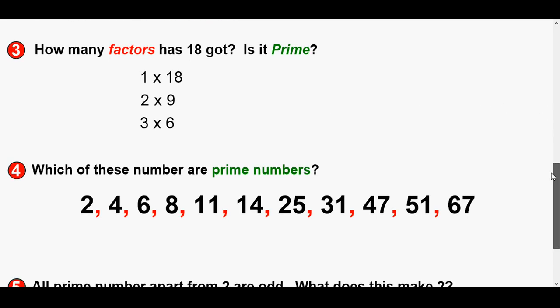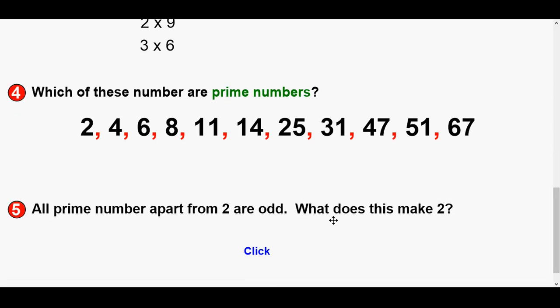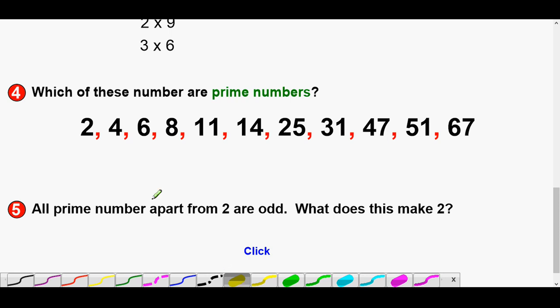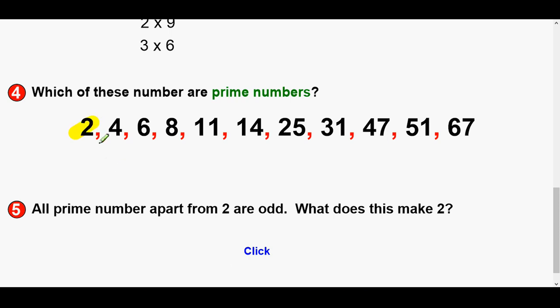Okay, which of these numbers are prime numbers? Well, right, firstly, let's highlight them. So 2 is a prime number. 4, no, that's even. So we're looking for any odd number after this that only divides by itself and 1. So that's not. Yep, 11 is a prime number. 14 is even. This divides by 5. 31 is a prime number. 47 is a prime number.